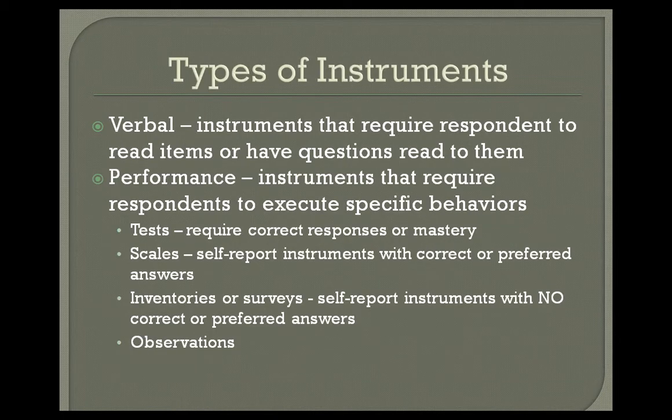Now we have several types of instruments. Generally they fall into two categories, verbal and performance. And verbal instruments are those that require respondents to either read items or to have questions read to them. Paper and pencil tests are an example of verbal instruments. The STAR test you give your students are another example.